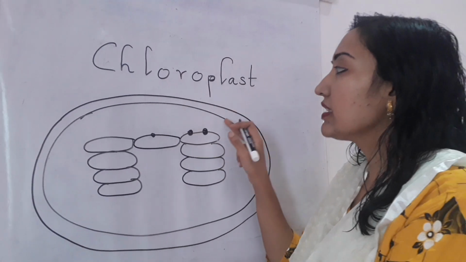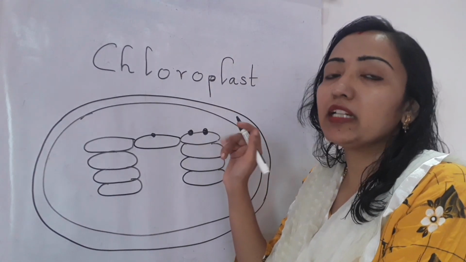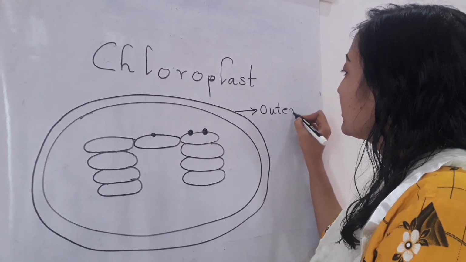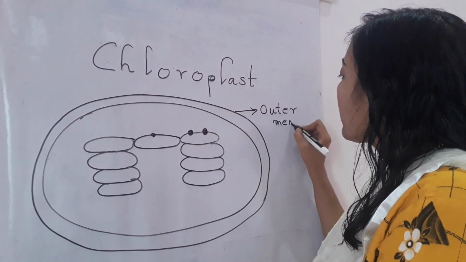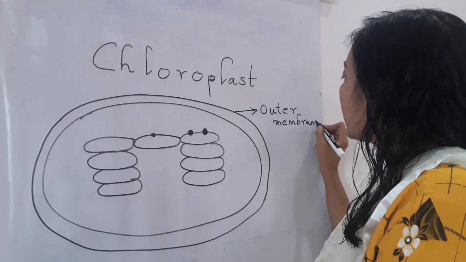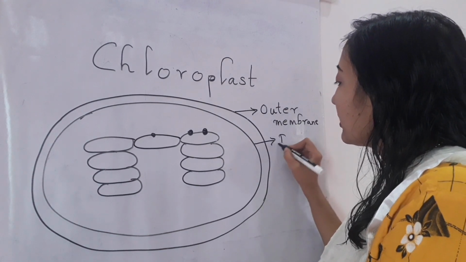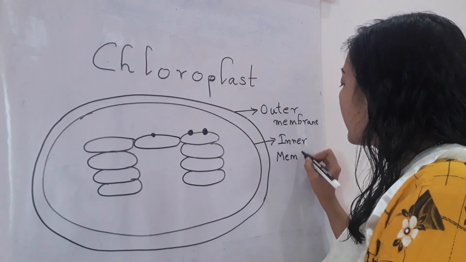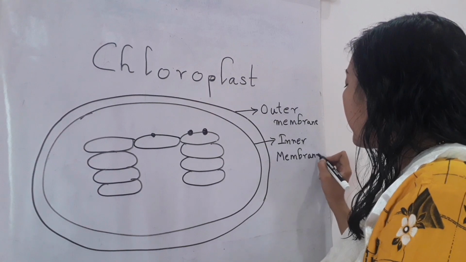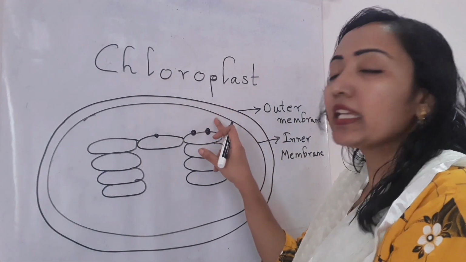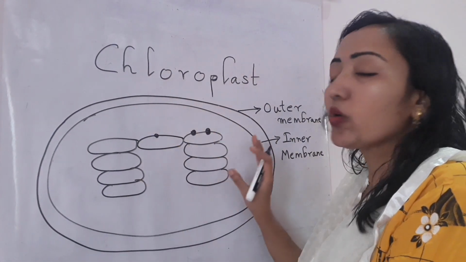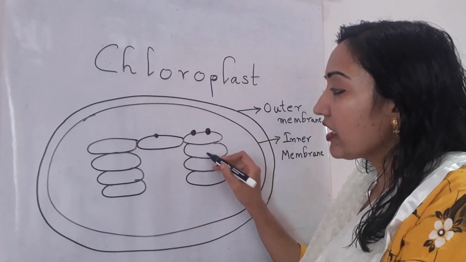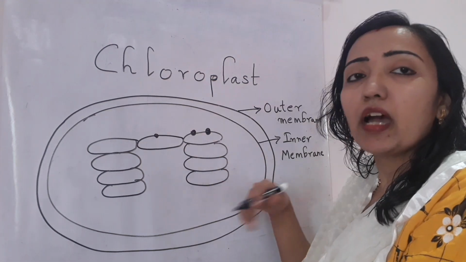So the chloroplast is a double layered membrane. This is the outer membrane of the chloroplast, and this is the inner membrane. This is the outer membrane and this is the inner membrane, and inside the chloroplast there is thylakoid. These are the thylakoids and these are arranged one above the other.